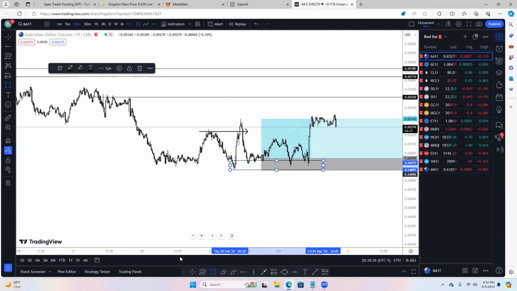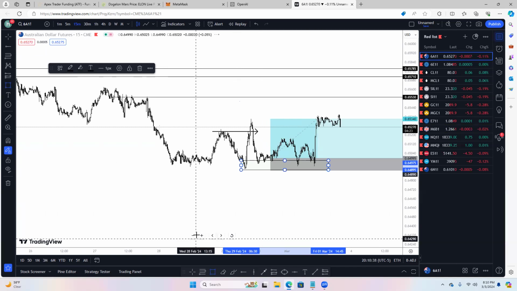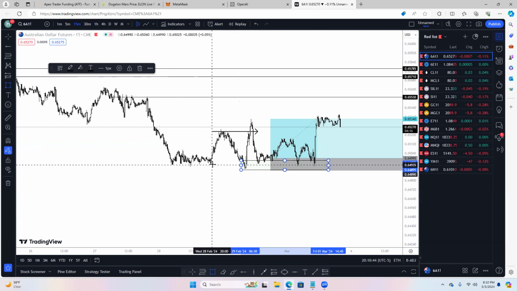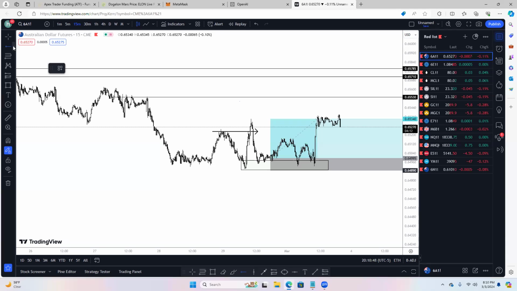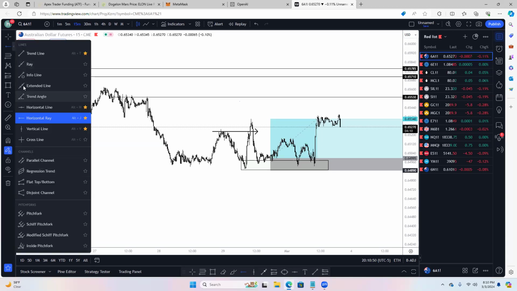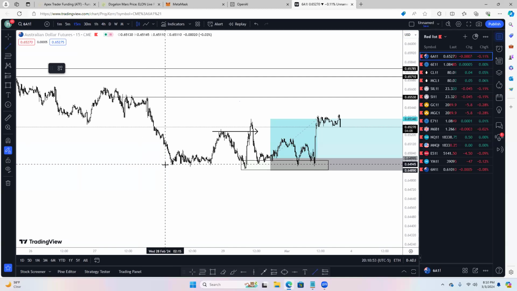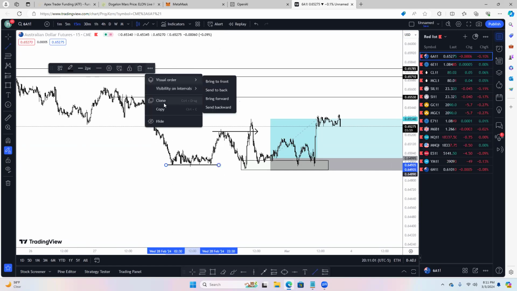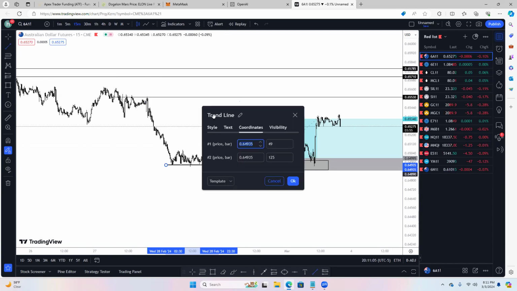Before it broke the structure, it did sweep the liquidity on these equal lows from Wednesday, clear them out, and then it did break the structure. So it is a very important thing: check out the liquidity and break of the structure. So normally when I see something like this, bam.